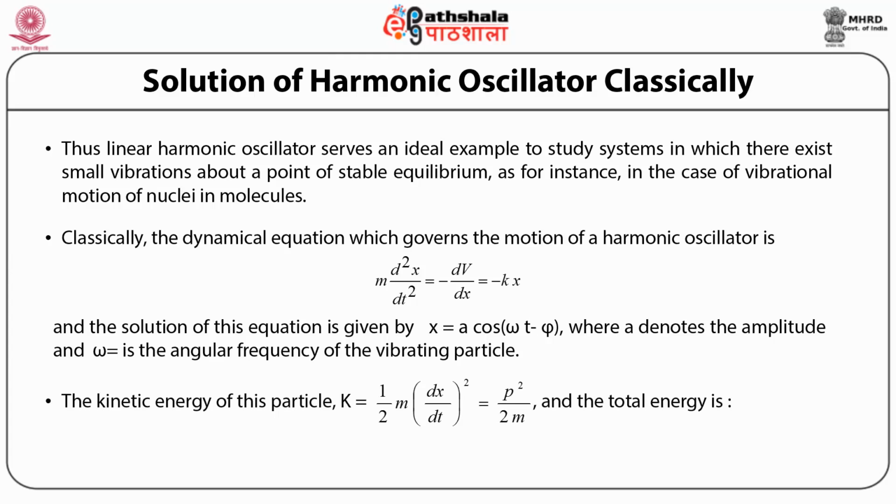The kinetic energy of this particle is given by K, which is equal to 1 by 2 times m into dx by dt whole square. So K is equal to p square by 2m. The total energy is the summation of kinetic energy plus potential energy. So E is equal to p square by 2m plus 1 by 2 into m into omega square into x square.